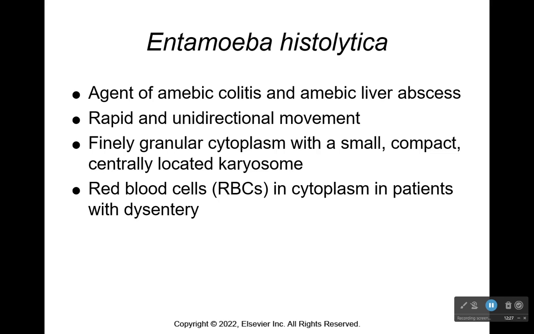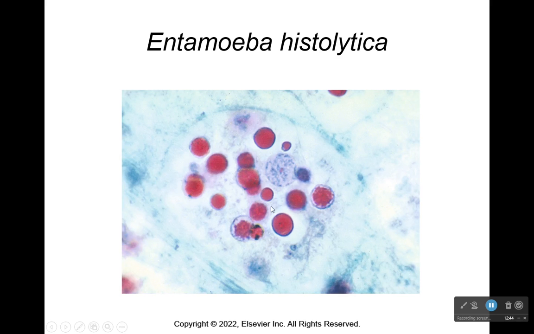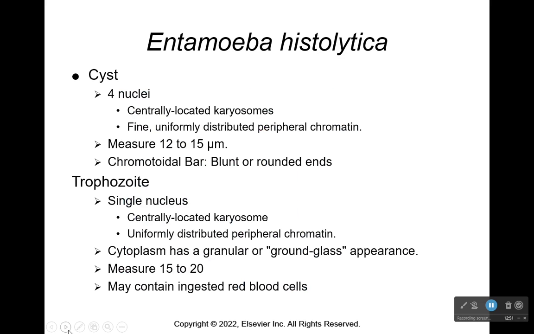They have a finely granular cytoplasm. They have red blood cells in their cytoplasm when you have dysentery. So all of this, I guess that's where it eats other cells or bites other cells. This is showing some of these. Not a great picture. The CDC website has a much better picture of this.